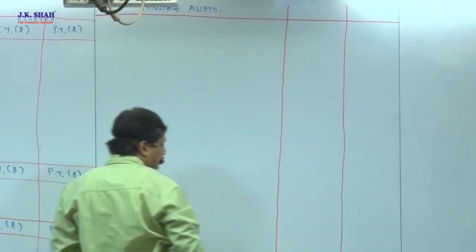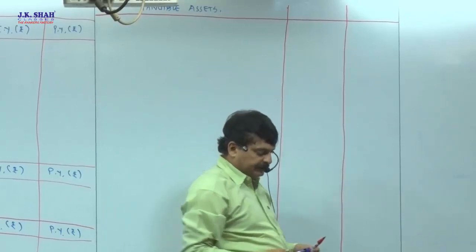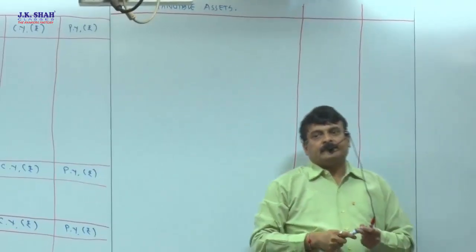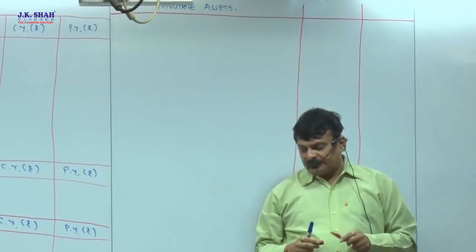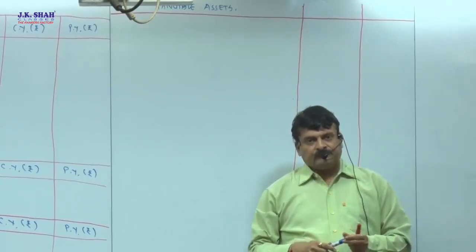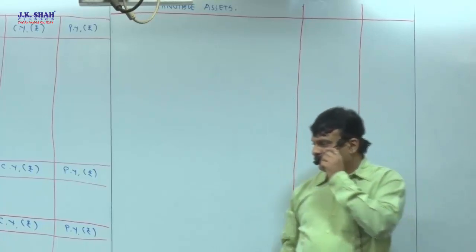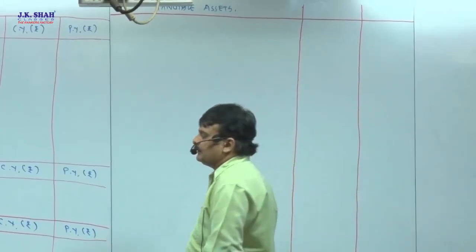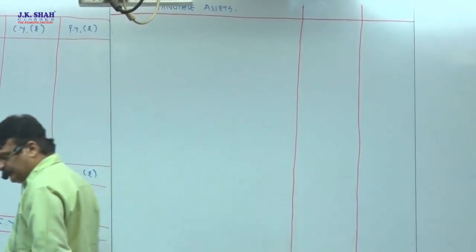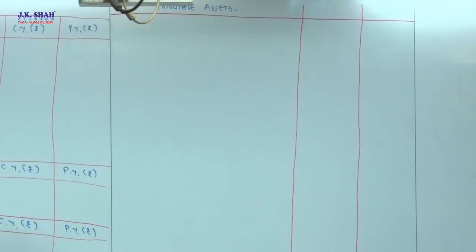Note 8. Intangible assets. 3 lines. Note 9. What is ninth note? Inventories. 5 lines. Note 10. Trade receivables.